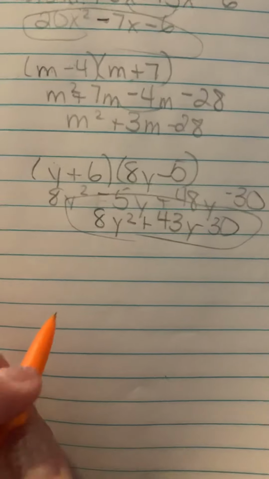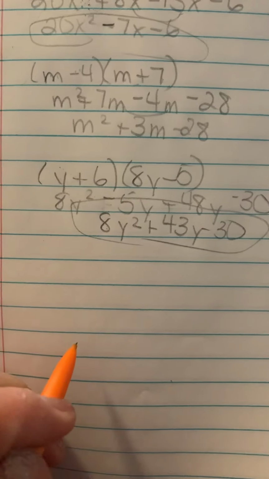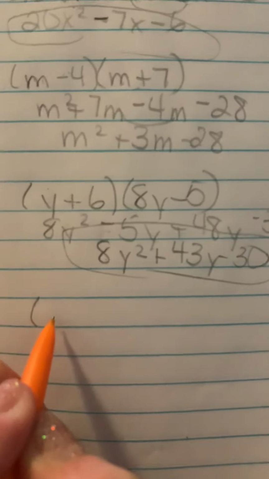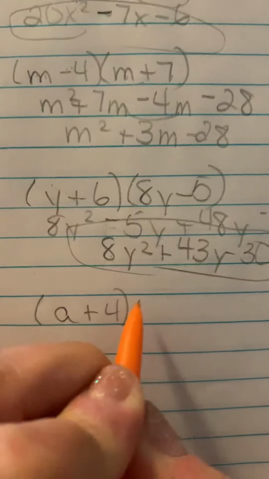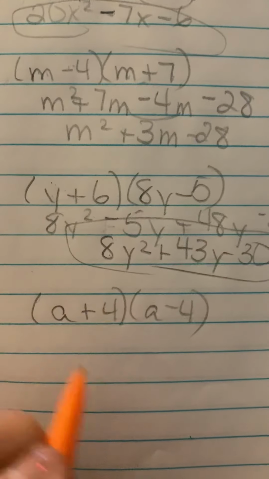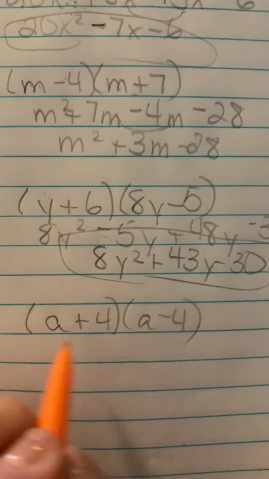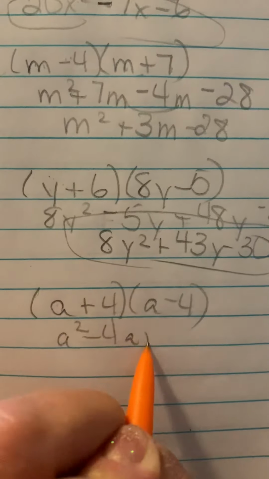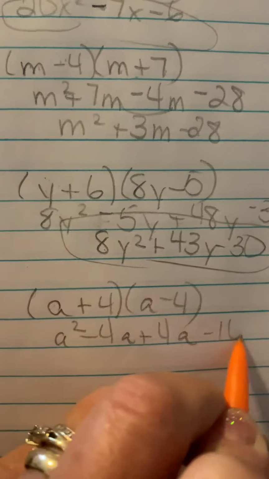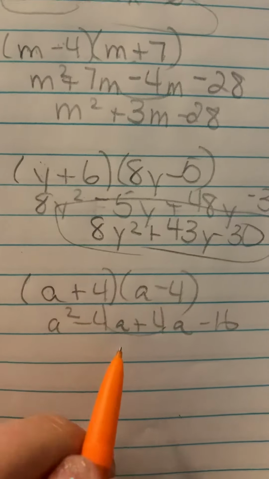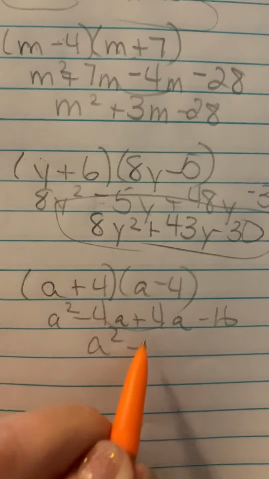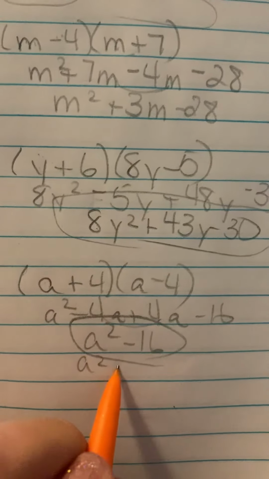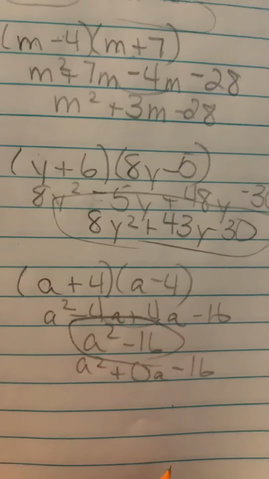The last one I'll do is going to come out different. I just want to show you something, although it's going to be a special case that we'll really dwell on later. But let's say you have a plus 4 times a minus 4. Well, you'll still get 4 terms, a squared minus 4a plus 4a minus 16. But notice this time when you get your like terms together, they cancel out. So this particular problem has this answer. If you put a squared plus 0a minus 16, it would be okay.